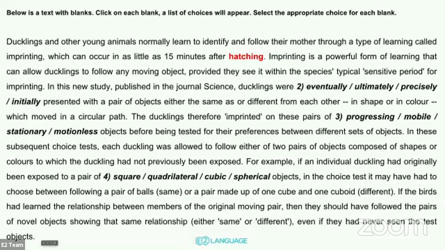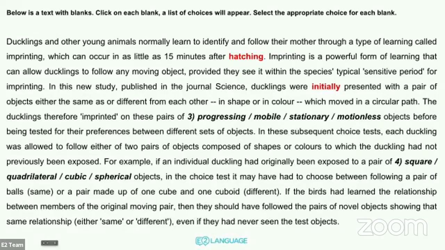It's hatch. In this new study published in the journal Science, ducklings were eventually presented, ultimately presented, precisely presented, or initially presented. Well, it's got to be initially presented because it's describing the experiment. They were initially presented with a pair of objects, blah, blah, blah, blah, blah.